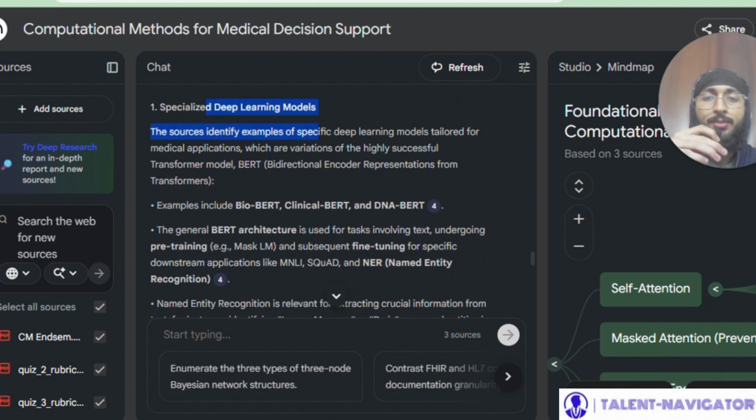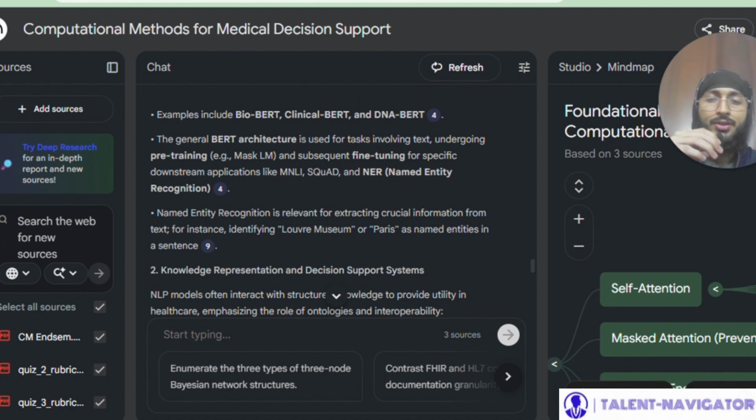So now some specialized deep learning models, we'll be talking about that. We have BERT, that is bidirectional encoder representations from transformers. So some examples of specialized DL models are BioBERT, Clinical BERT, and DNA BERT. So the general BERT architecture is used for tasks involving text, undergoing pre-training, for example, masked LM, and subsequent fine-tuning for specific downstream applications like MNLI, SQuAD, and NER, that is named entity recognition. So named entity recognition is relevant for extracting crucial information from text, for instance, identifying Louvre Museum or Paris as named entities in a sentence.